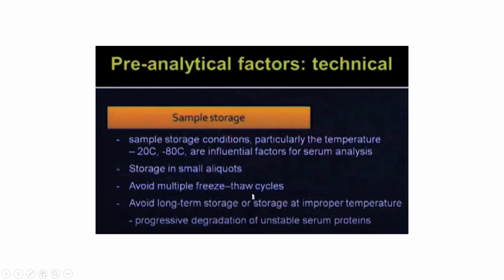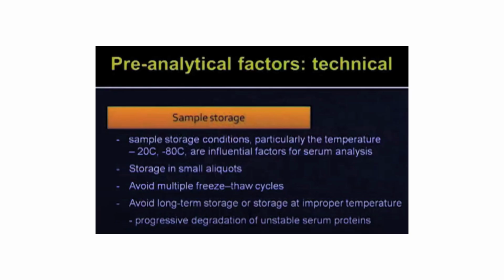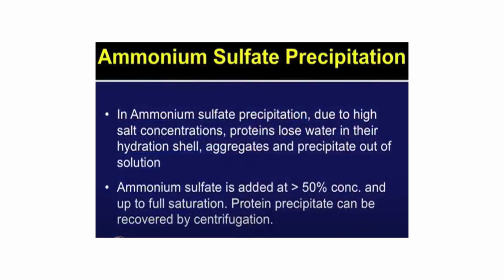Like this one is about storage: avoid multiple freeze-thaw cycles, avoid long-term storage. You make sure that once the sample is collected, you do the analysis as fast as possible. So there are different pre-analytical factors. You need to make sure that you have all of those and then do the analysis.